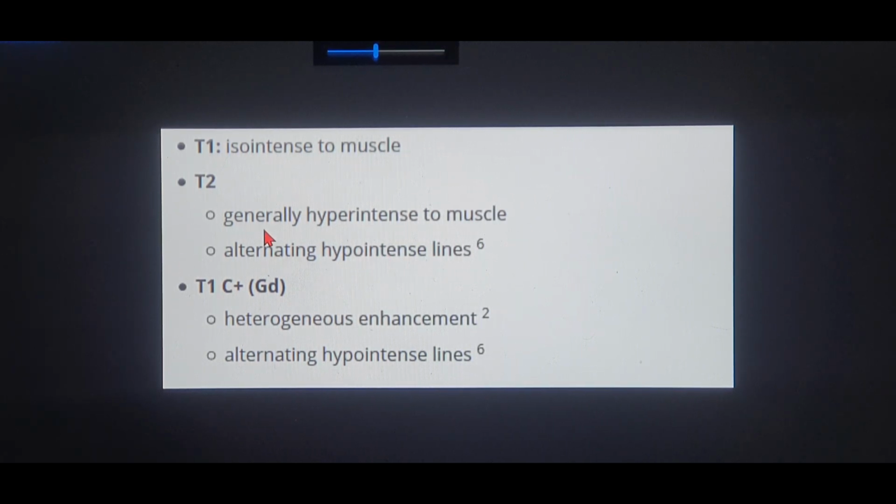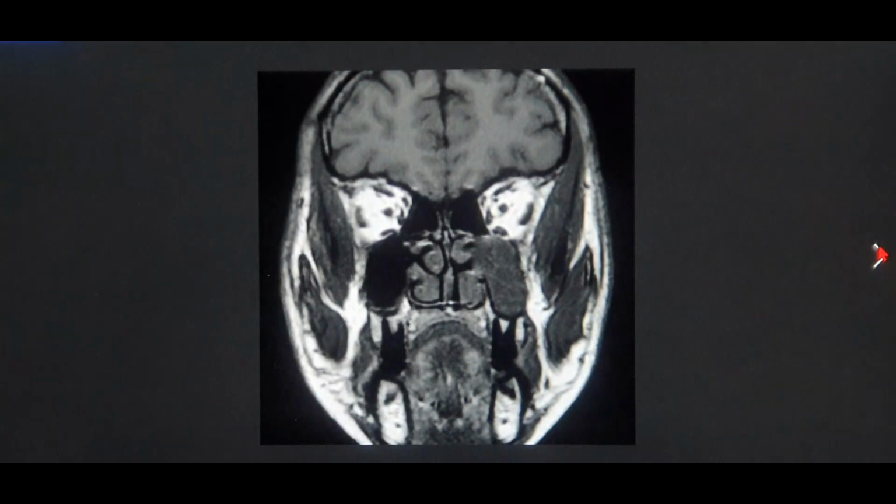Even before operating on the patient, even before sending the sample for biopsy or frozen section, with the help of an MRI scan we can diagnose the patient to have an inverted papilloma. How? I can explain in some time. The T1 post-contrast with gadolinium will always show hyperintensity, heterogeneous enhancement, with alternating hypointense lines. Now I'm going to show you the MRI scan of the patient.